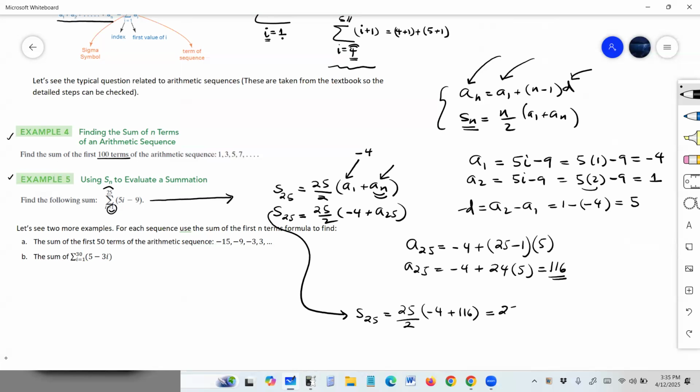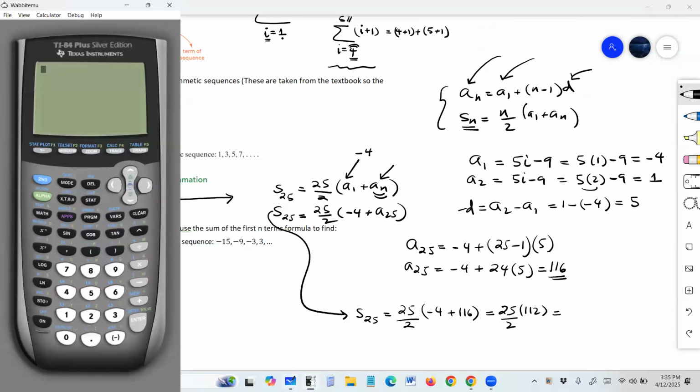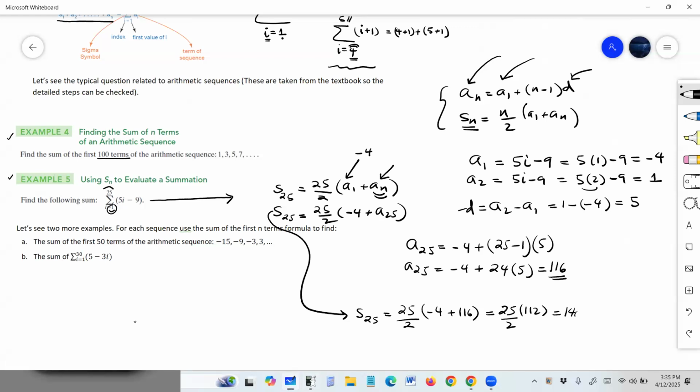So this is 25 over 2, and this is 116 minus 4 is 112. And you can use a calculator for that, or you can do it in your head again, like I said. So I have 112 divided by 2 times 25. So this is 1400. Okay, so the sum of the first 25 numbers for this sequence that is given in summation notation is 1400.